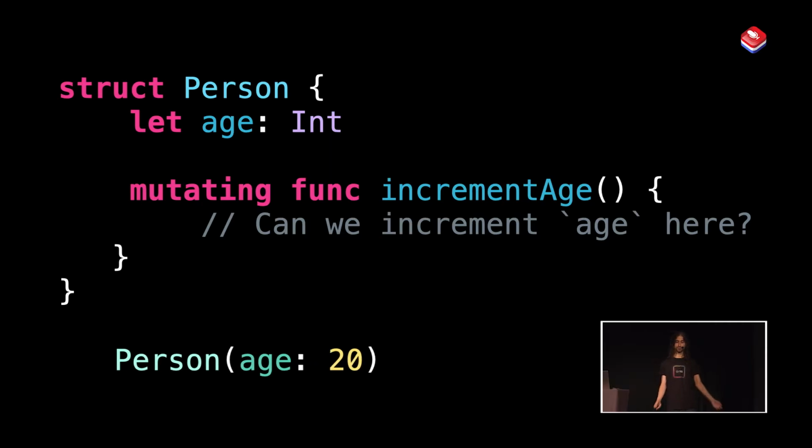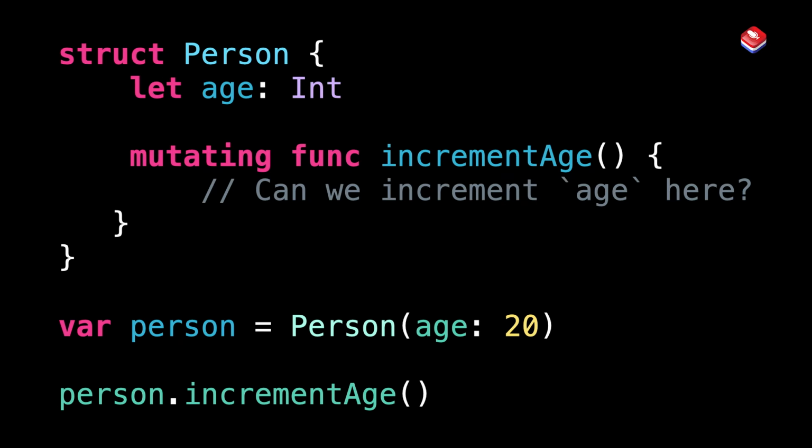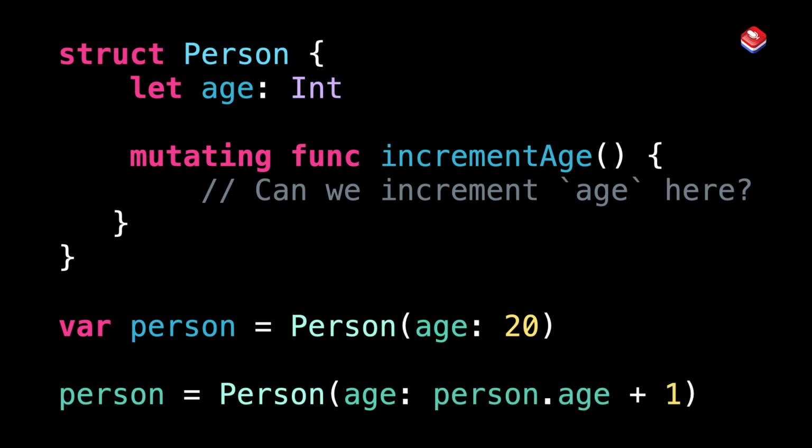And for that, I'm going to write some code outside of the method. For instance, I'm going to create a value of that type Person. I need to store it somewhere, so I'm going to store it in a variable. I'm going to make it a var because if I want to call a mutating method, I need it to be a var. So on this var, I could call my mutating method, but since it's a var, I can also do other things. For instance, I can assign a new value of that person to it. And when I assign that new value, for the argument age, I can read the current value and increment. So when we have a var, we can make it work.